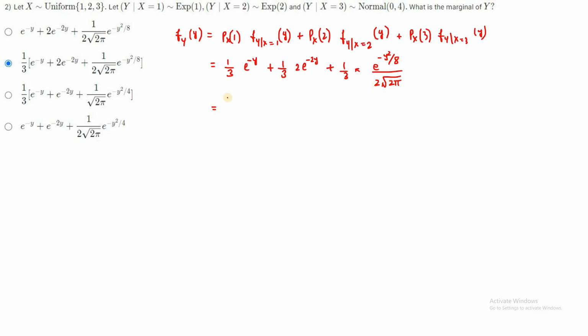Upon simplifying, I can take 1/3 as common. What is remaining inside: e^(-y) plus 2e^(-2y) plus e^(-y^2/8) all divided by 2 root 2 pi, which is nothing but the second option.